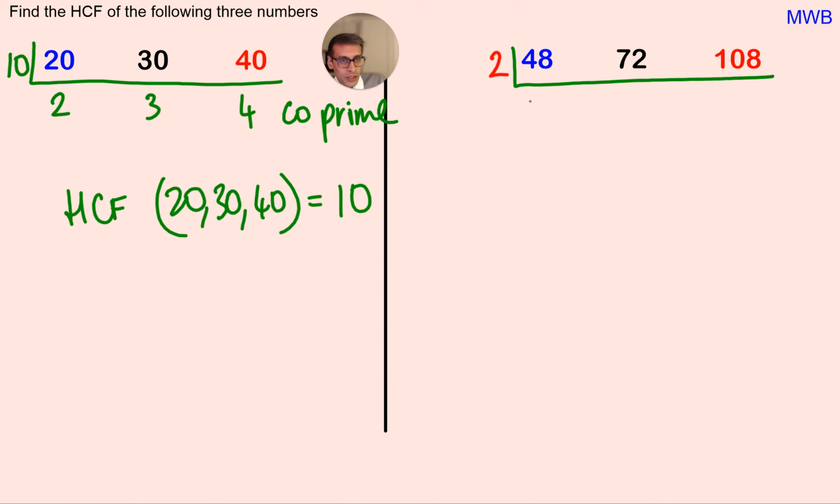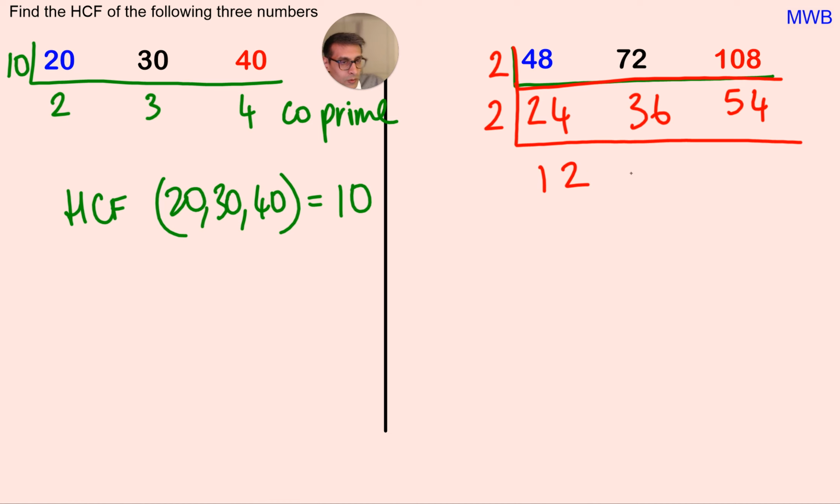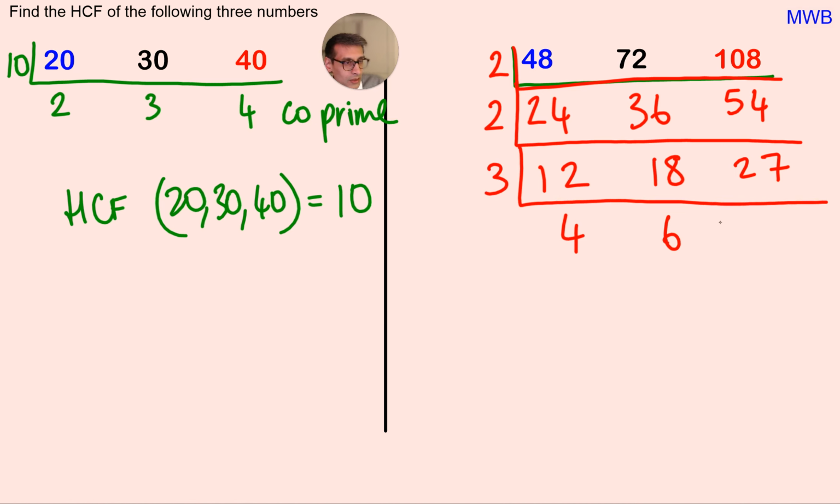So 48 divided by 2 is 24. 72 divided by 2 is 36. And then 108 divided by 2 is 54. And then we can see we're going to divide this all by 2 again to get 12, 18 and 27. Then we're going to divide by 3, so that's going to give you 4, 6 and 9.